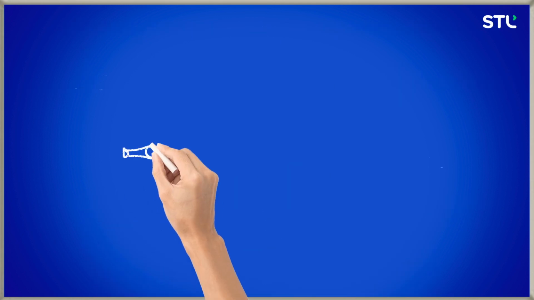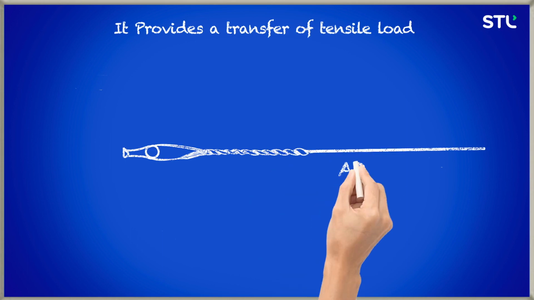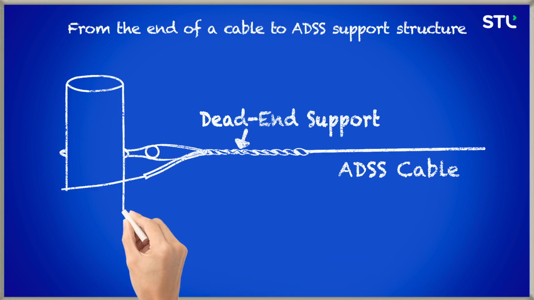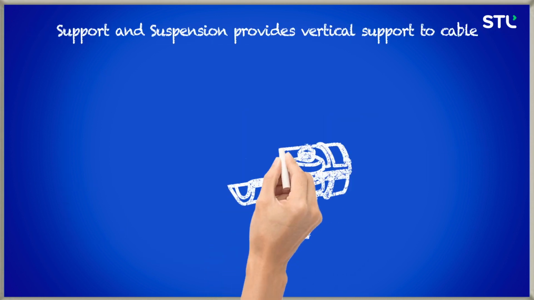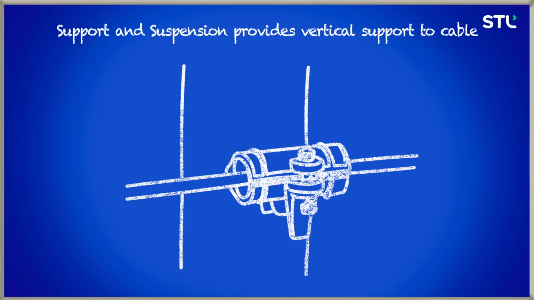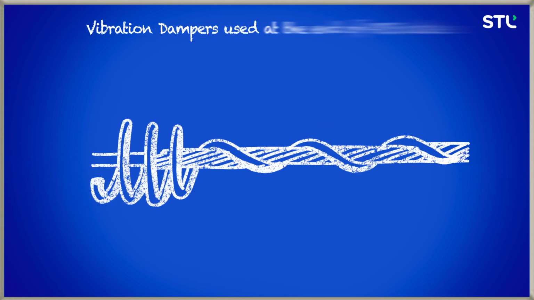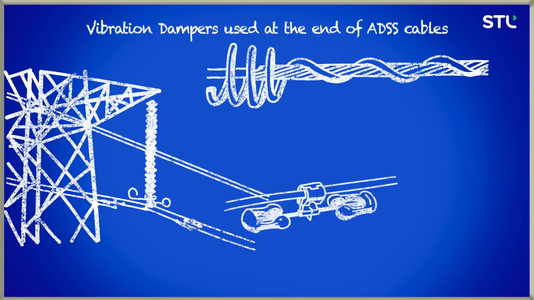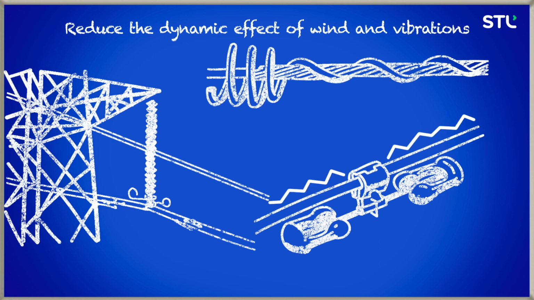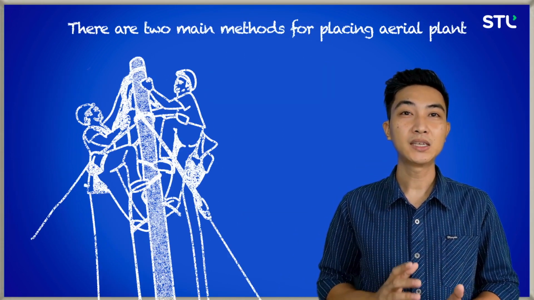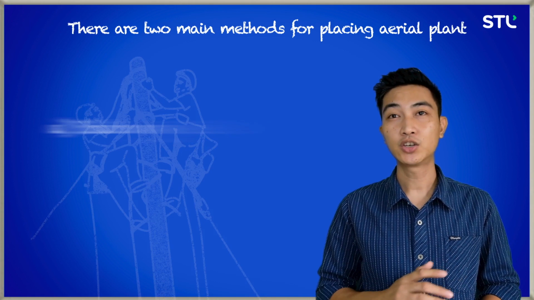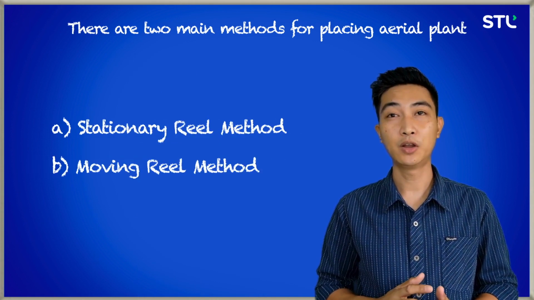Dead end supports provide a transfer of tensile load from the end of the cable to the ADSS support structure. Support and suspension provides vertical support to the cable. Vibration dampers are used at the end of the ADSS cable to reduce the dynamic effect of wind and vibrations on the cable. Now, there are two main methods for placing aerial plant: stationary reel method and moving reel method.